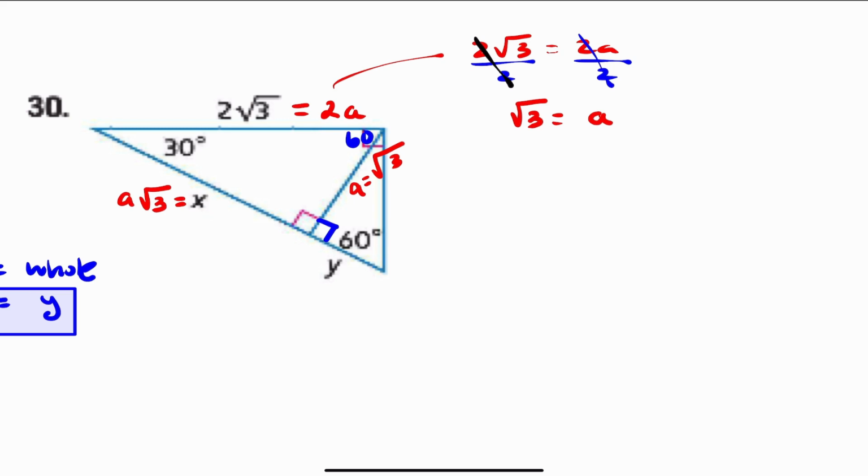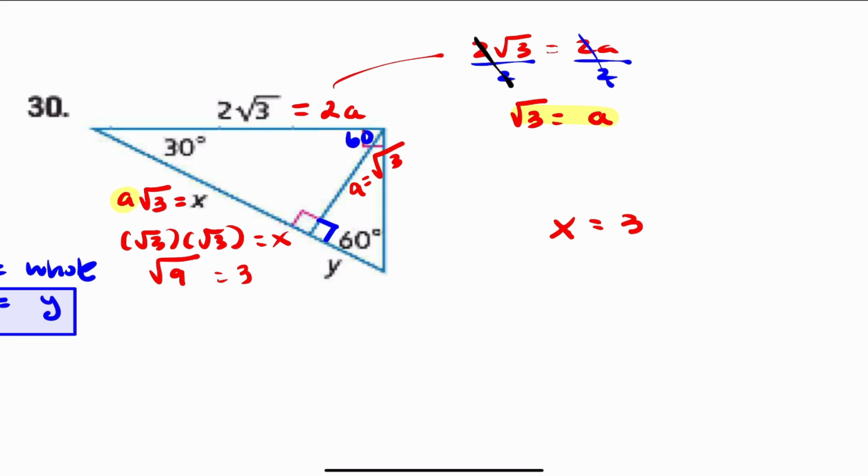What is X equal to? Well, X is equal to A root 3, and A is root 3. So I'm just going to replace this A with this information. Essentially, it's A times root 3, or root 3 times root 3, which is equal to X. Now, root 3 times root 3 is the same thing as root 9, or 3. So X equals 3, right? That's it. I found what X is equal to. Now let's figure out what Y is equal to.